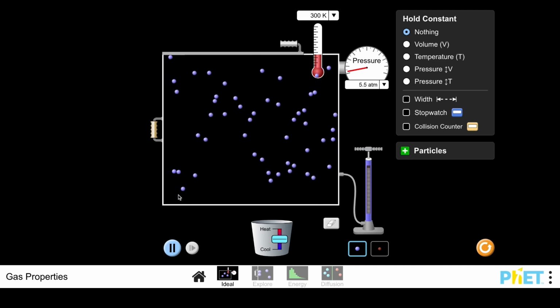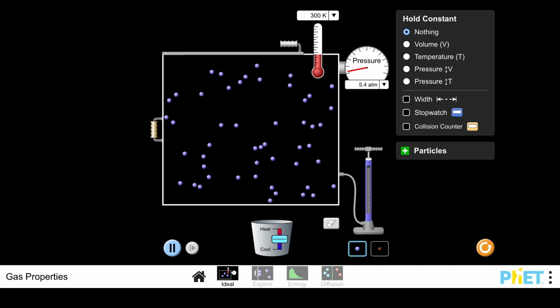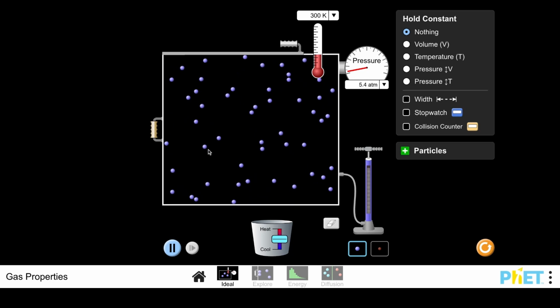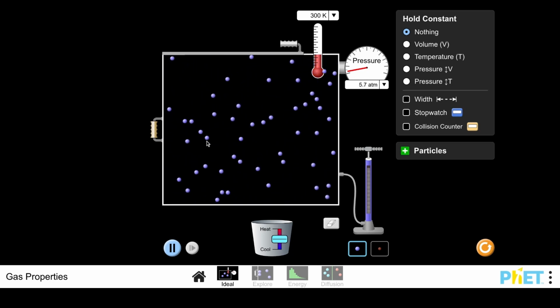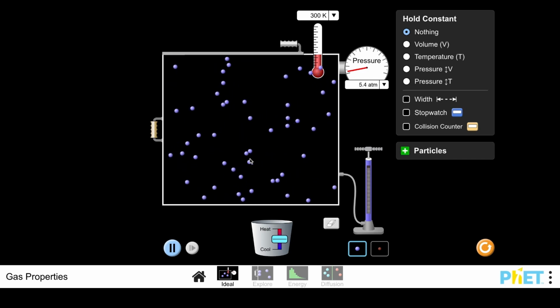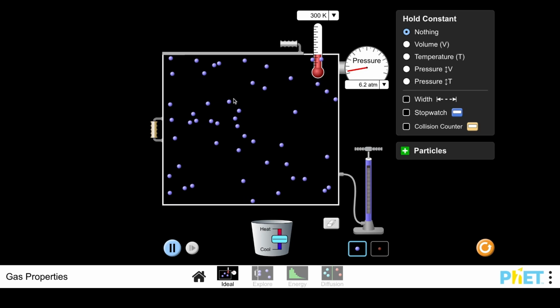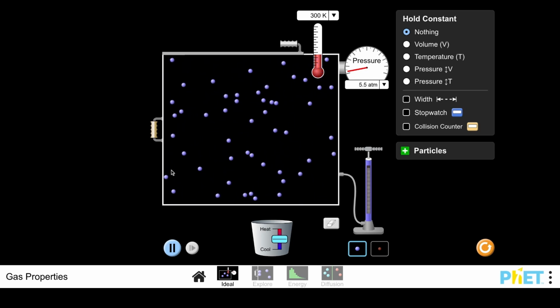And I want you to pay attention to one specific gas particle. One gas particle. I'm just following this one. And you can see that it travels in a straight line, except when it hits another gas particle, or except when it hits the wall.